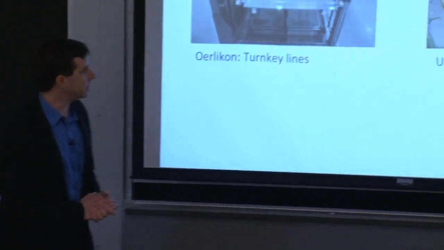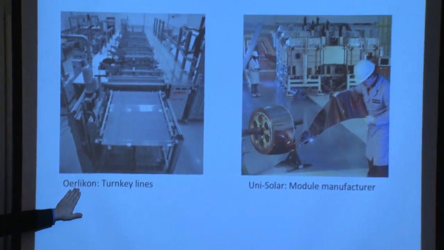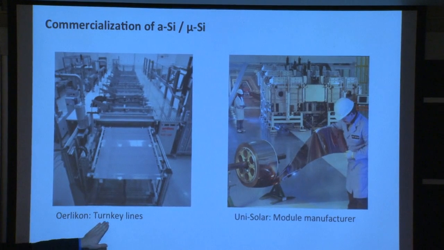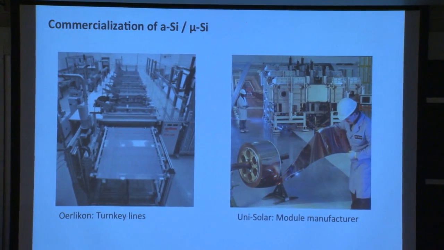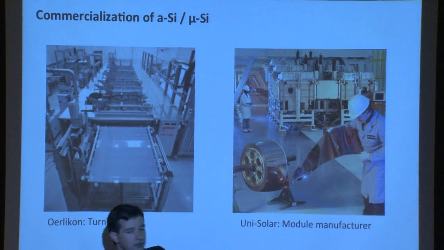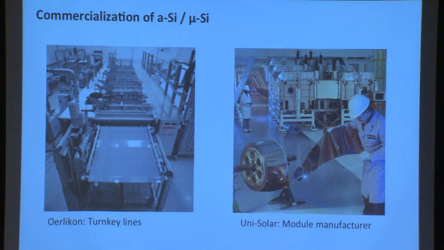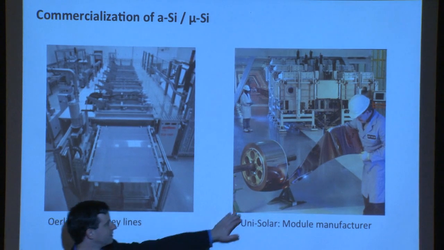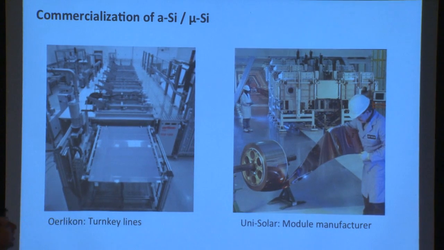So the companies that are left today producing amorphous silicon include Oerlikon. This is a Swiss company that produces turnkey equipment, and Unisolar, which is selling the actual modules of amorphous silicon. They have a nice roll-to-roll deposition process on these stainless steel foils. Very nice factory. I believe it was toured by several members of our current administration, and they're still going.